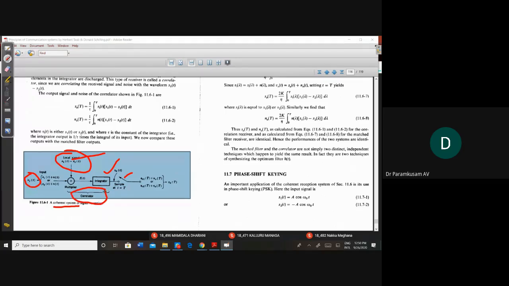Okay, so the final statement is that the matched filter and correlator are not simply two distinct, independent techniques which happen to yield the same result.